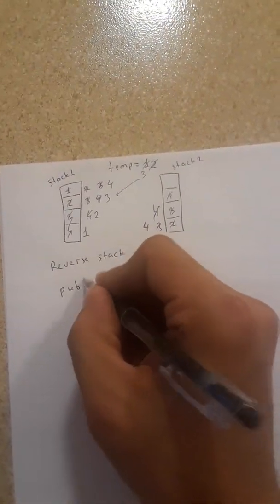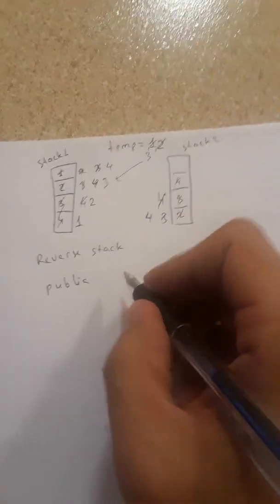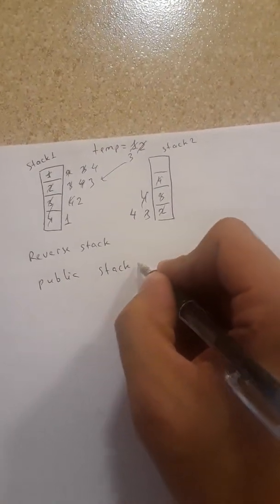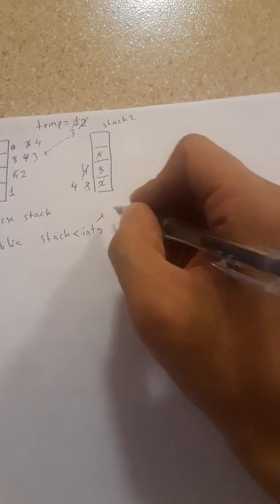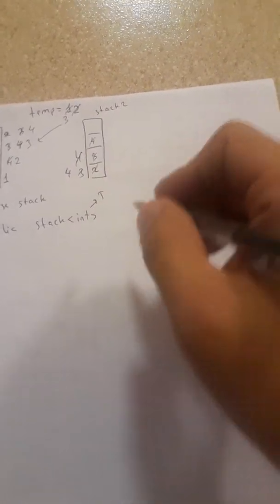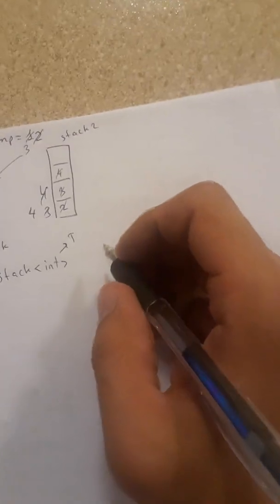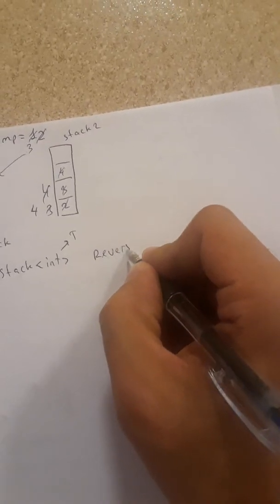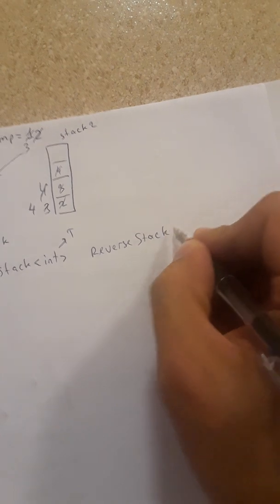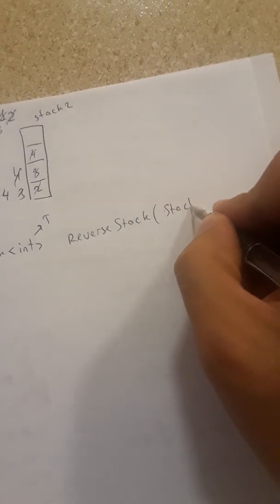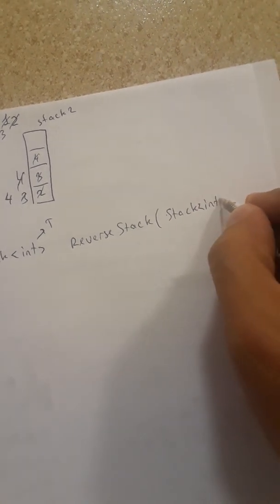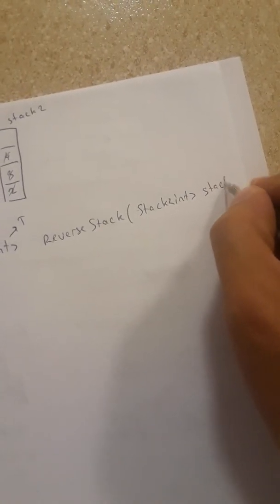And the code will look as follows. Here we will just return stack. Let's consider that the stack will be integer, but since it's a generic value, it could be any type of data. So let's call it reverse stack. The input and the passing value will also be a stack. Let's call it just stack.